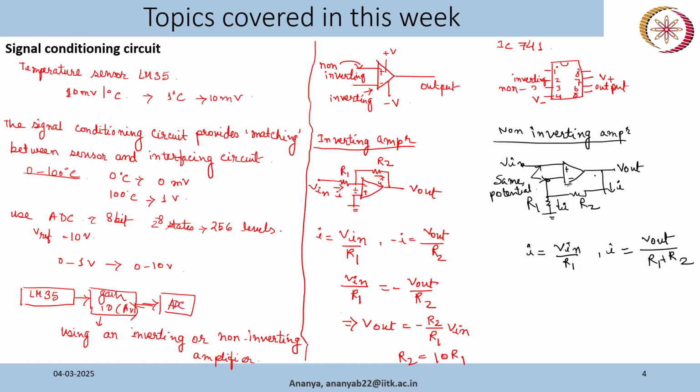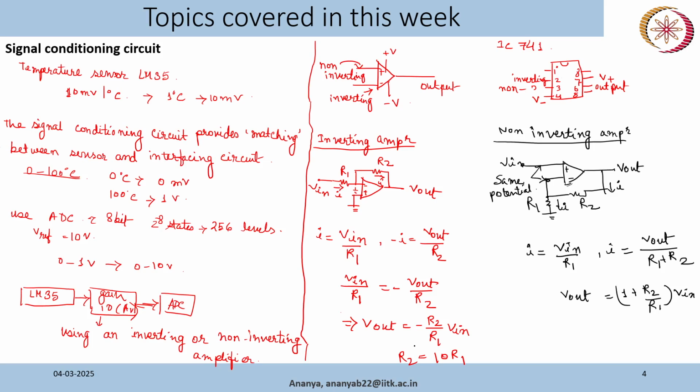Okay, if we write KVL in this loop, we'll use these two equations here, and our relation between V out and V in is 1 plus R2 by R1 into V in.